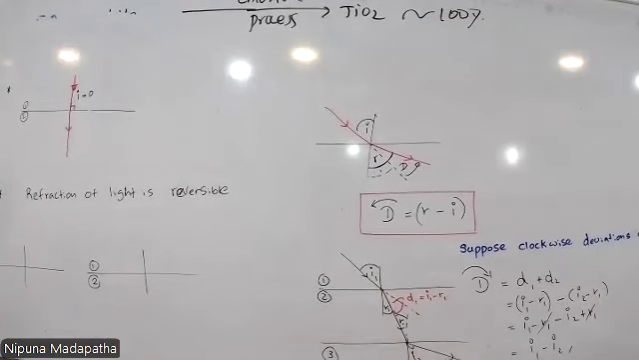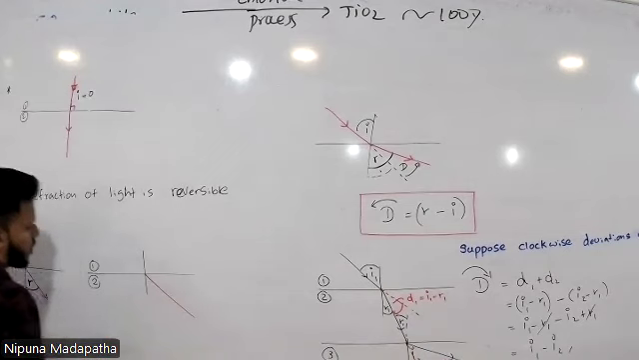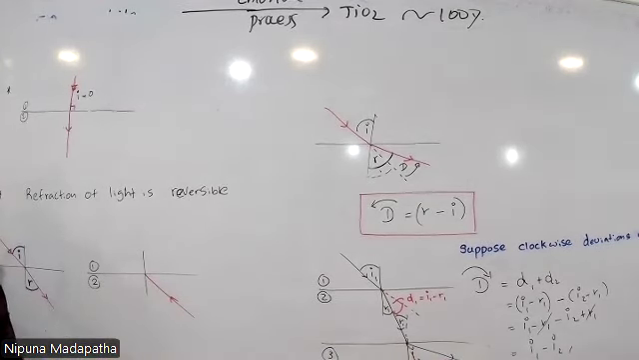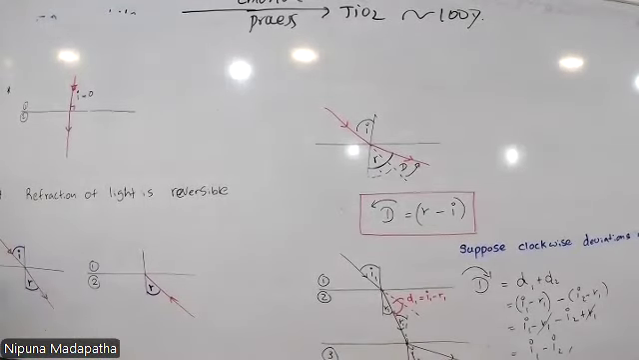Right. The refraction of light is reversible. That means if the angle of incidence in the first media is I, and the angle of refraction is R in the second media. Now, if the ray comes from the second media to the first media, and the angle of incidence on the second media is R, what is the angle of refraction in the first media?